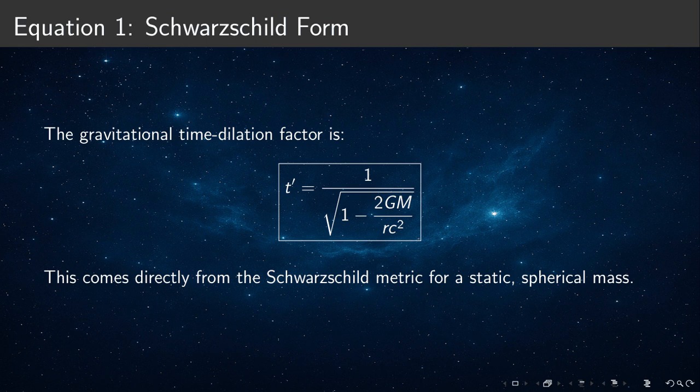Equation 1. Schwarzschild form. This equation comes directly from the Schwarzschild solution of general relativity. It shows how 1 local second corresponds to a longer duration far away, depending on mass and radius. This equation applies to a static spherical mass.